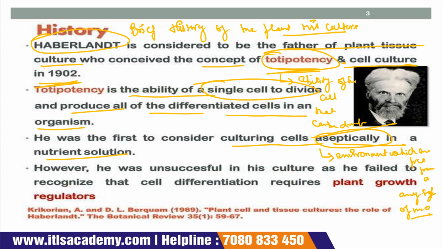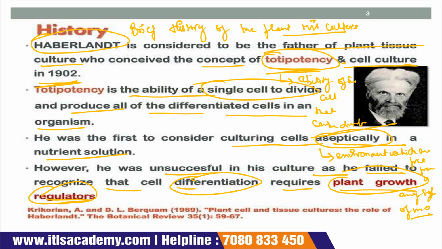However, he was unsuccessful in his culture as he failed to recognize that cell differentiation required plant growth regulators. So along with the nutrient solution, we also require a plant growth regulator for the differentiation of the cell. But Haberlandt could not recognize that, so at this point he failed.